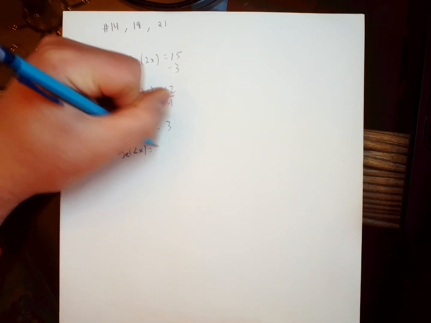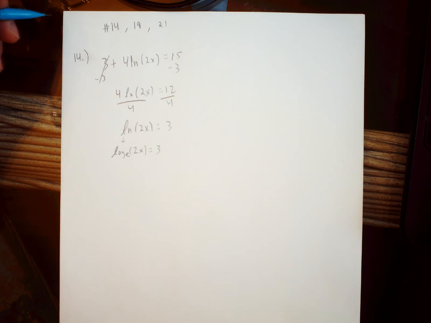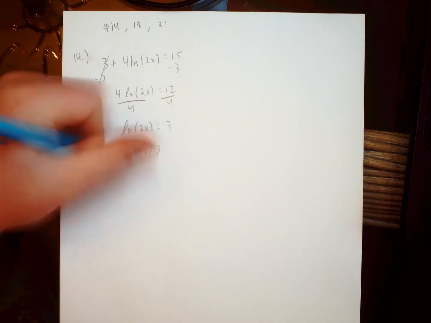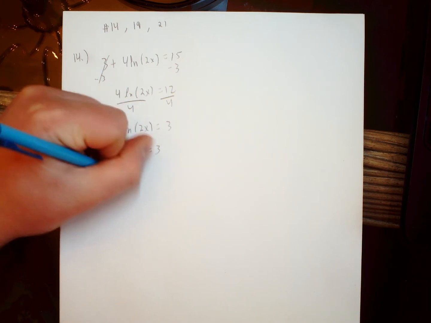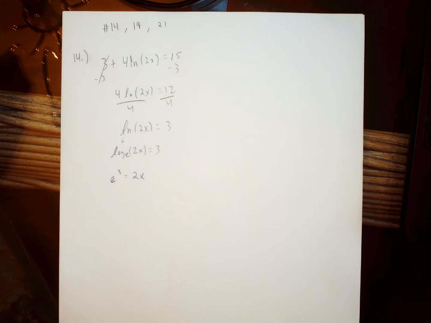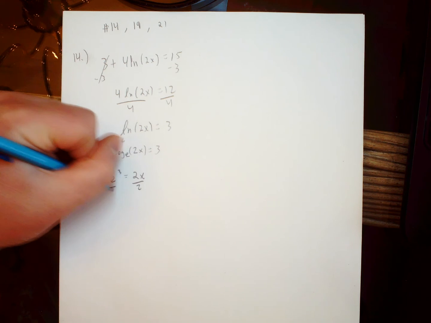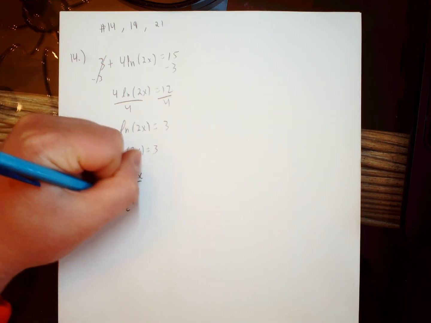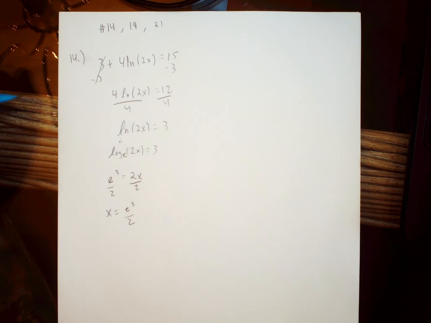2x equals 3. And now it's a question that we did in the early sections of the chapter, where we're just rewriting e to the third equals 2x. And from there, very easy to solve. Divide by 2, and x equals e to the third over 2. And you can either leave it like that or put it in your calculators.